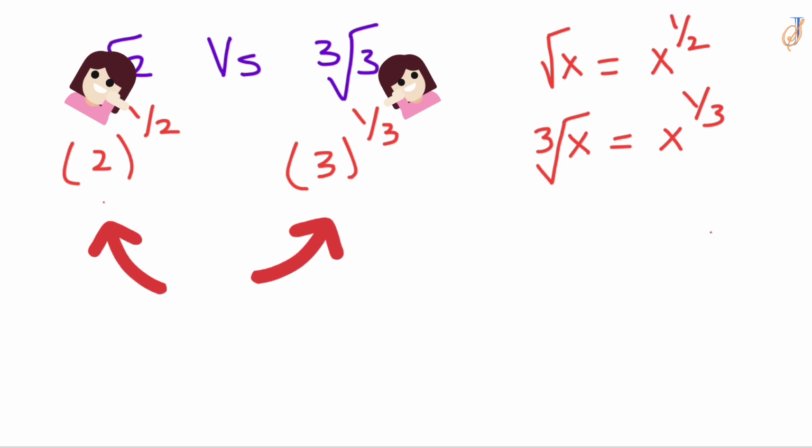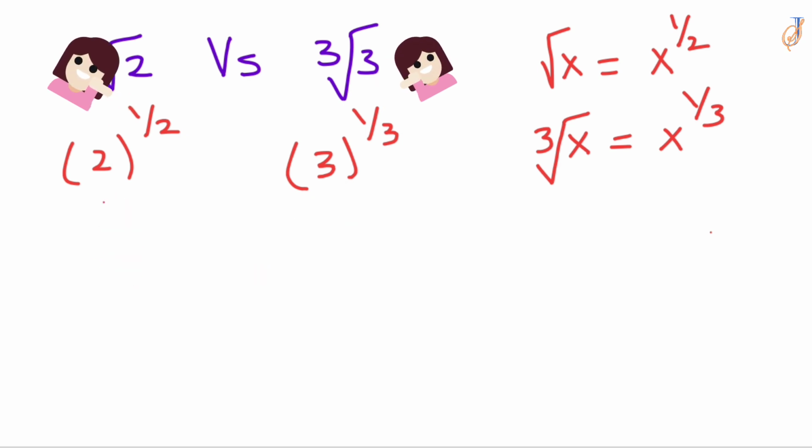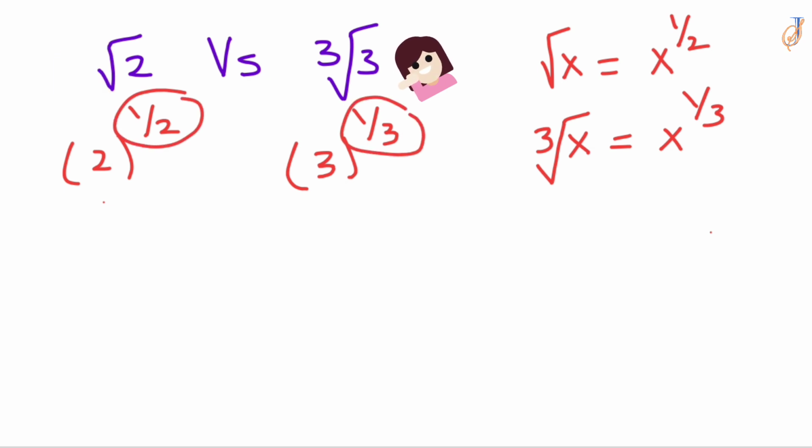Now observe the bases and the indices. Our bases are 2 and 3. That means our bases are different. Let's observe the indices. We have 1 over 2 and 1 over 3. These two are also different. There is nothing common. So in this case, what do we have to do?